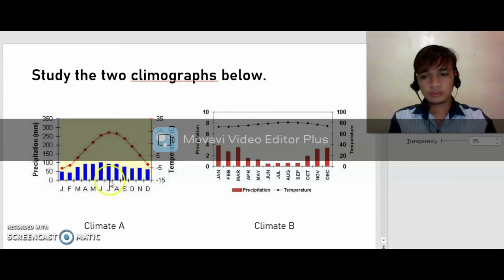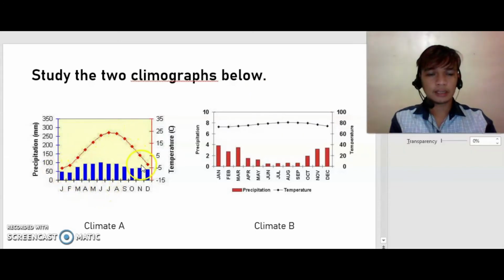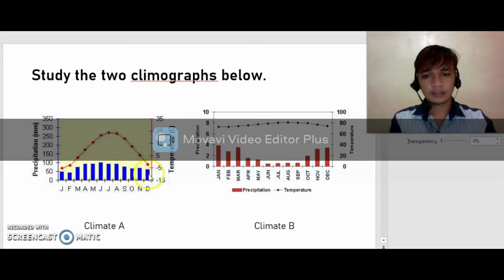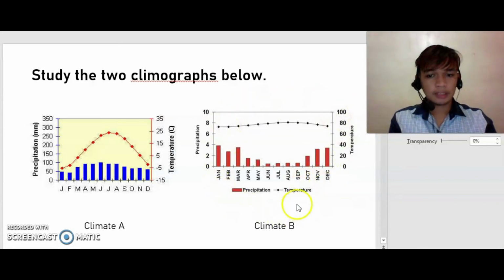If you will look onto climate A, kasi, ito seasonal yung kanyang temperature. So, every season nagbabago yung kanyang temperature. So, ito ay merong 4 seasons. Na pagdating ng December, January, February, ito yung mga freezing point time nila. Now, so we know already that climate B is a tropical climate.